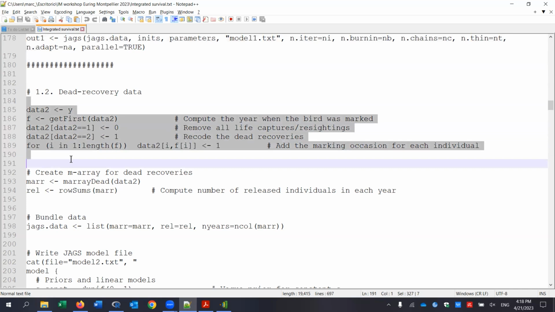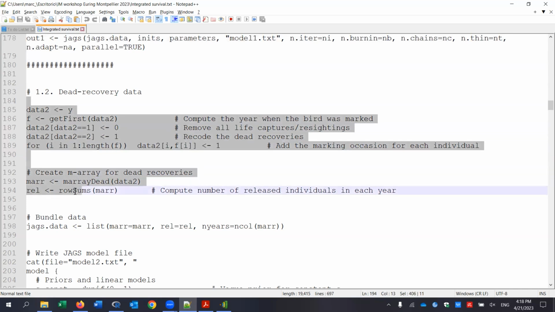This is a little bit more complicated, but not very much. And then we construct the M-array. Now the function here is slightly different to produce a dead recovery M-array, slightly different from the capture-recapture M-array, but there is also a function in the book package.